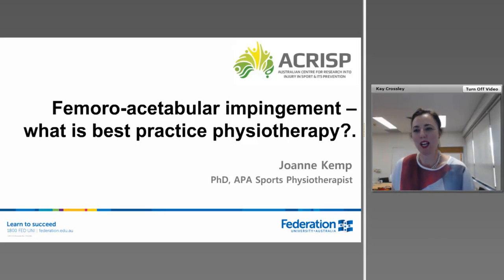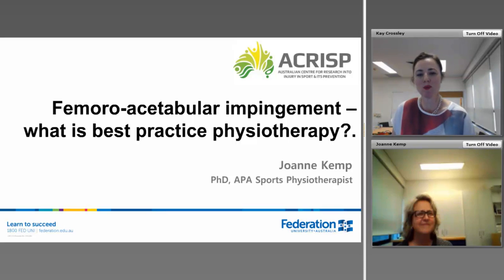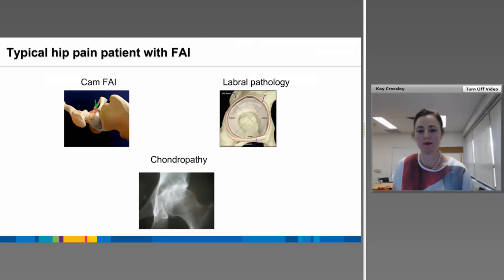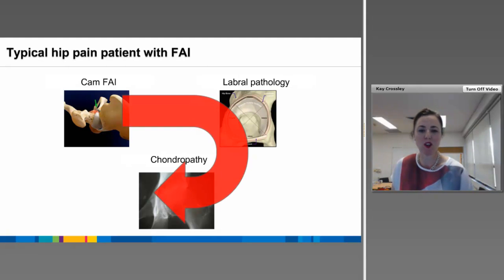So following on from Kay's talk, what I'm going to talk about now is, when we consider FAI, what is the current evidence that directs us to our best practice physiotherapy? And as Kay just talked about in detail, the typical hip pain patient with FAI is the patient who has that CAM lesion, which also coexists with labral pathology and often with chondral pathology. And we tend to see a continuum of the disease process where the young person with CAM FAI ultimately becomes the patient with labral pathology and chondropathy.